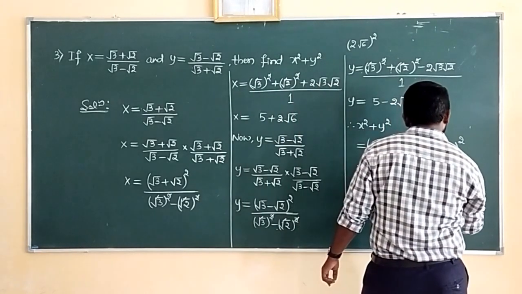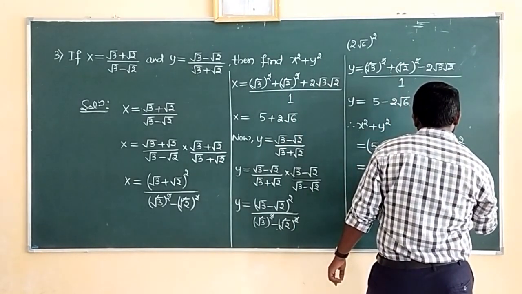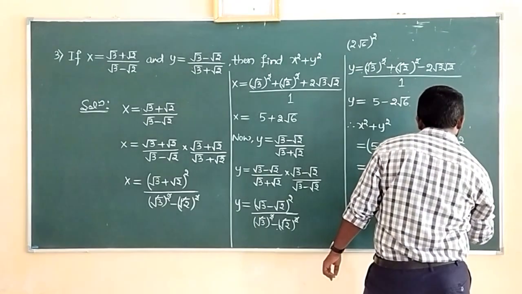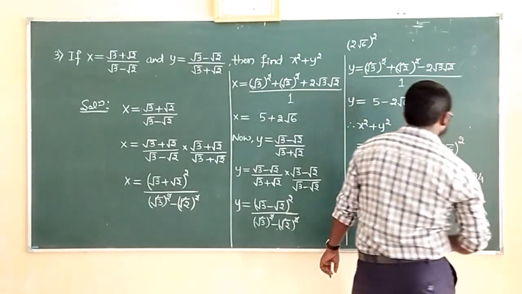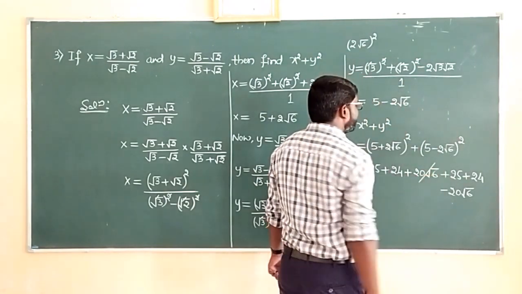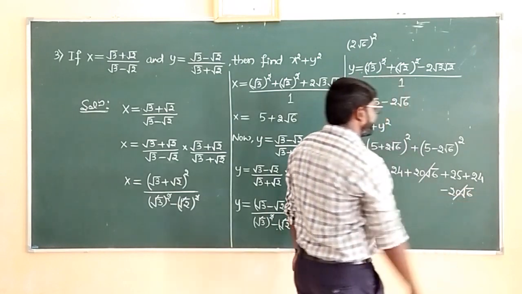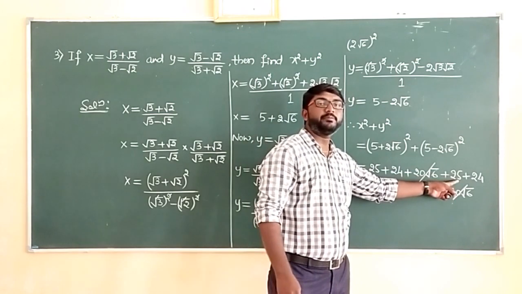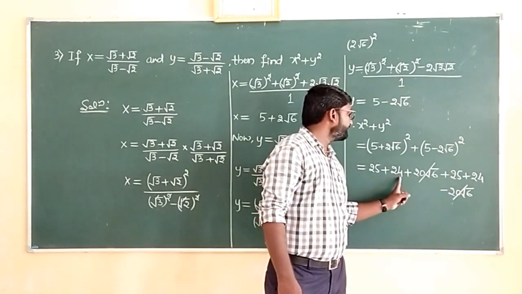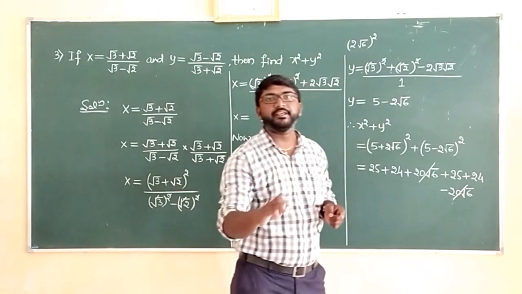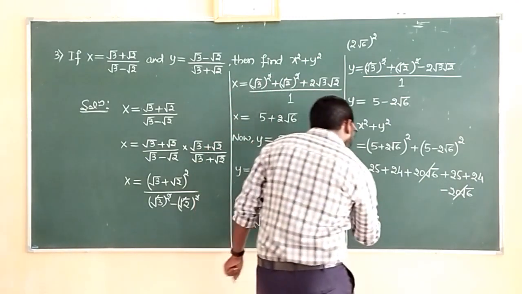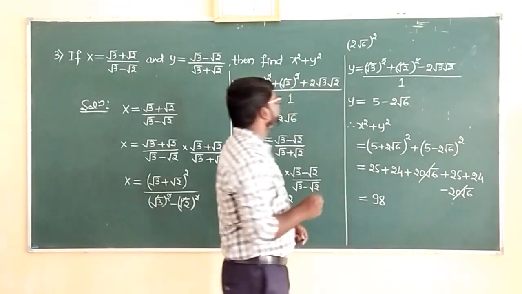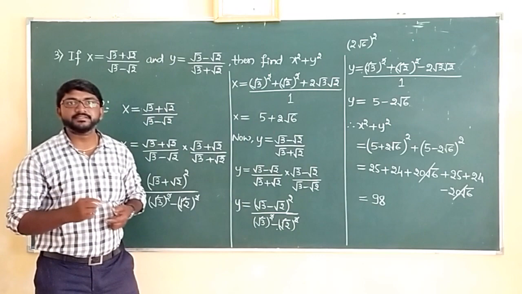So now plus 25 plus 24 and then minus 20 times root 6. So here plus 20 times root 6 and minus 20 times root 6 get cancelled, and then 25 plus 25 will be 50, and then 24 plus 24 will be 48. 50 plus 48 will be 98. So it is 98. So this is the required value of x square plus y square.